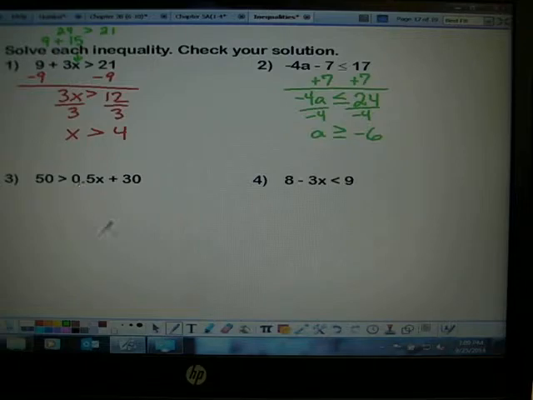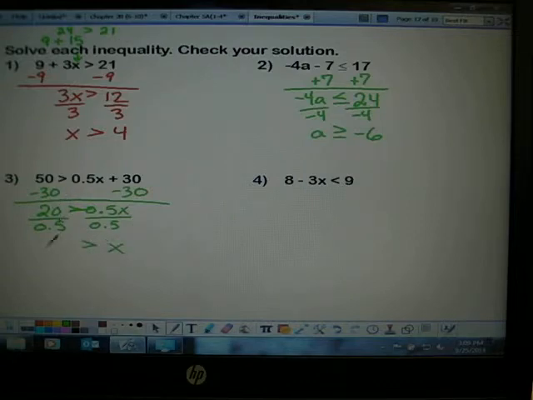50 is greater than 0.5x plus 30. Get rid of your addition and subtraction first. Subtract 30 from both sides. You get 20 is greater than 0.5x. To get rid of that 0.5, you're going to divide both sides by 0.5. X is over here, your sign stays, and 20 divided by 0.5 is 40. Now, because our letter's on the right, we want to switch it over. Remember, when you switch sides, you switch the sign. So x is less than 40.